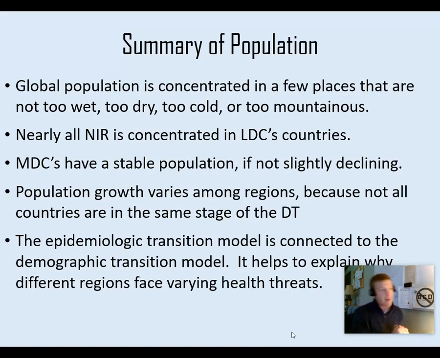So to give a summary of population, global population is concentrated in a few places that are not too wet, not too high, not too dry, not too cold, not too mountainous. Almost all natural increase rate is in LDCs. You need to know that. MDCs have a stable population, if not even maybe slightly declining, maybe even the death rate exceeds the birth rate. Population varies amongst regions because not all countries are in the same stage of the demographic transition, but nobody's still in stage 1 and nobody's in stage 5 because it doesn't exist.